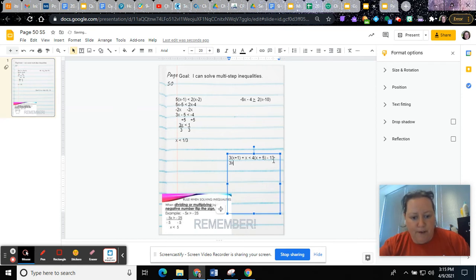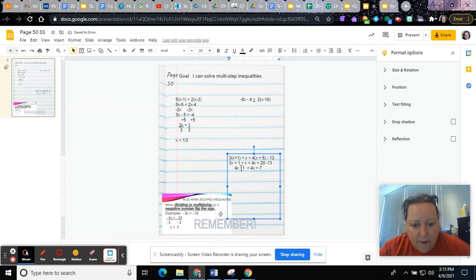So distributive property first. So 3x plus 1 plus x is less than 4x plus 20 minus 13. So that was distributive property. So 3 times x, 3 times 1, 4 times x, 4 times 5. Now I'm going to go through and combine like terms. On the left, I have 3x plus x, 4x, and I have my plus 1 still. And then I have my less than sign, and then 4x plus 20 minus 13 is 7.